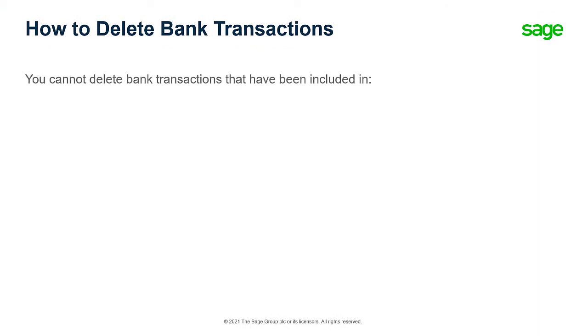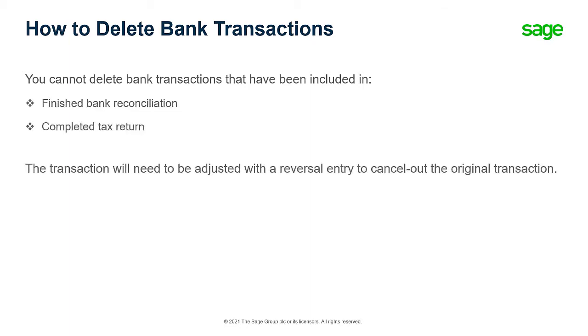Please note that Sage Accounting does not provide for the possibility of deleting transactions that have been included in either a finished bank reconciliation or tax return. In these cases, the transactions need to be adjusted with a reversal entry to cancel out the original one.